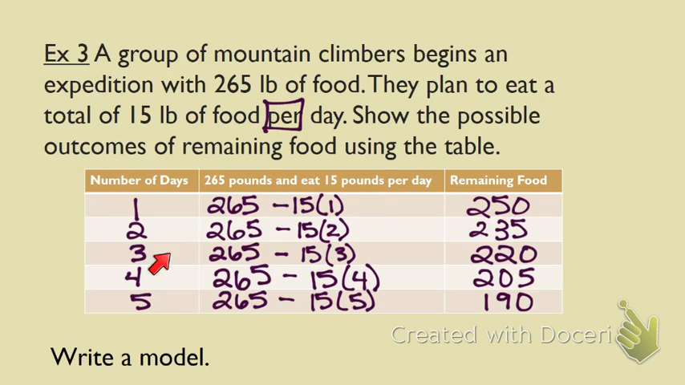So looking at the middle column, we're going to figure out, okay, what stays and then what changes, and whatever changes gets a variable. So I'll repeat that. 265 stayed the same, minus 15 stayed, but it was multiplying 15 times what? That varied every single time. Another varying factor was what we came out with. So the remaining food was a variable. Number of days was a variable, and the remaining food was a variable.